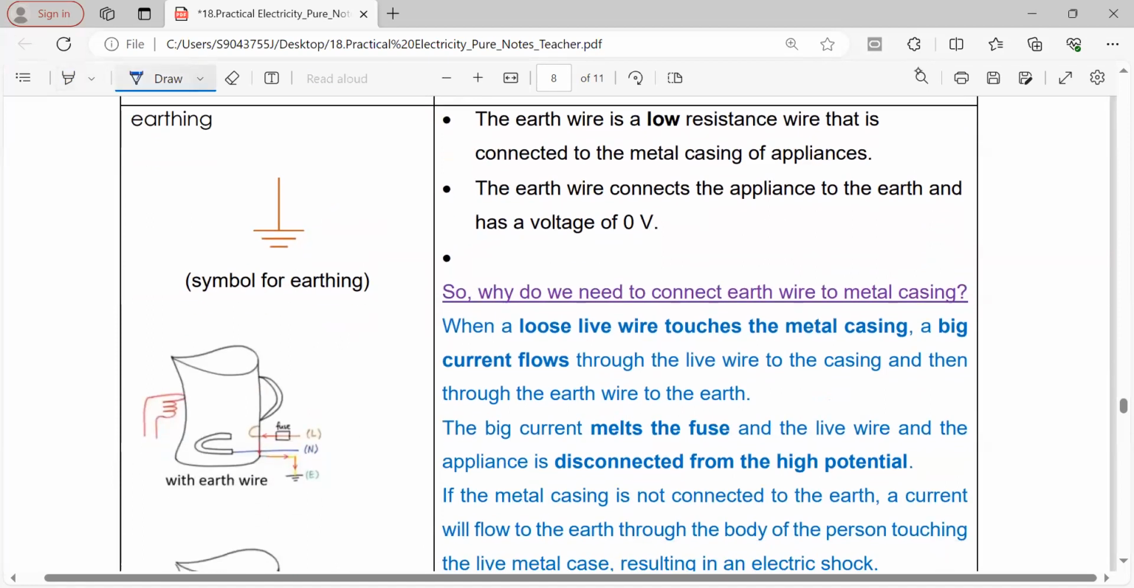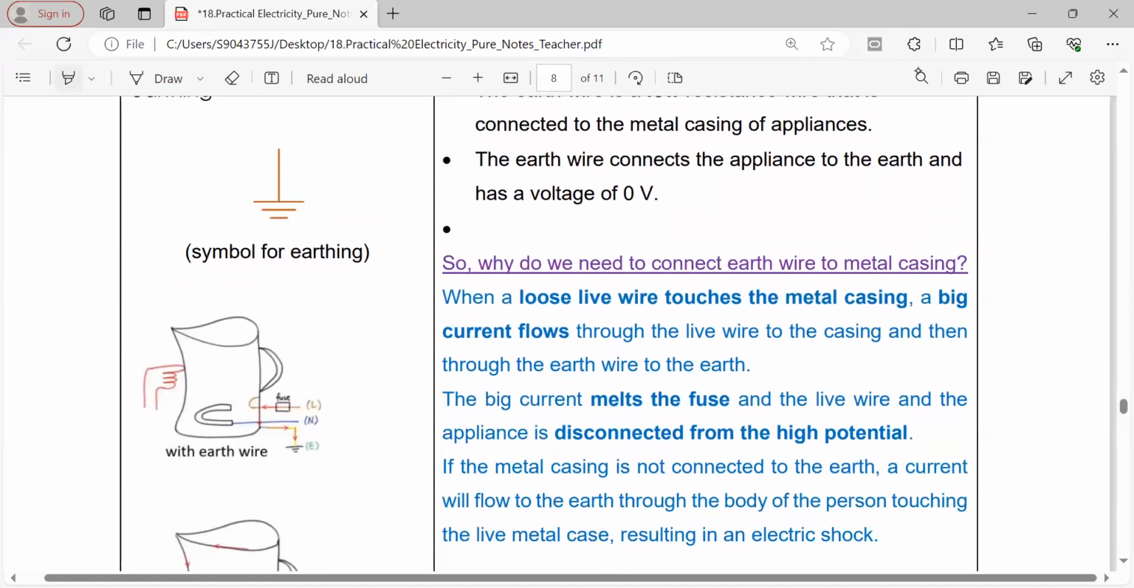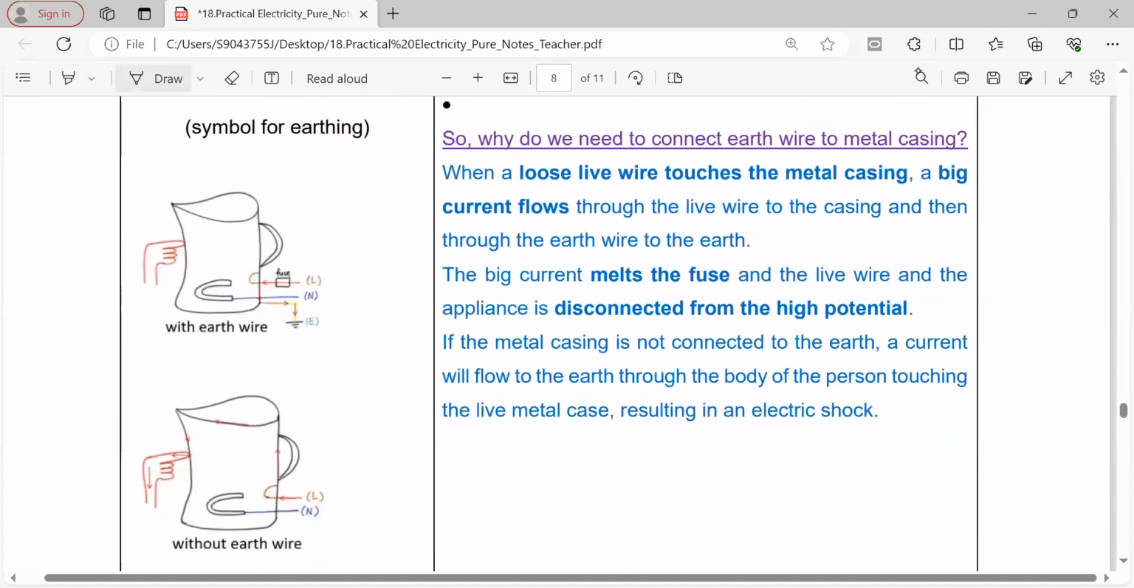Okay, as you remember, the next one is earthing. Same thing, it works like an earth wire. The symbol for earthing, we saw in the previous chapter already, looks like this. Okay, and the earth wire is usually connected to the metal casing of the appliance. So if there's a big current, it flows from the live wire to the casing, and then it will flow down into the earth instead of to the user. Okay, to prevent electric shock.